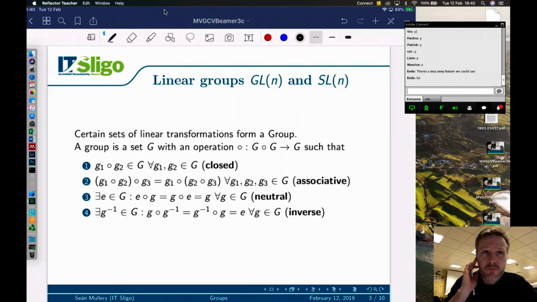How many people have come across this mathematical idea of a group? It's a number theory idea. Is anybody saying yes or no to that? A group? Have you come across it? No. Patrick has. Okay. Oh yeah, Patrick, you probably would have in some of your PhD work.